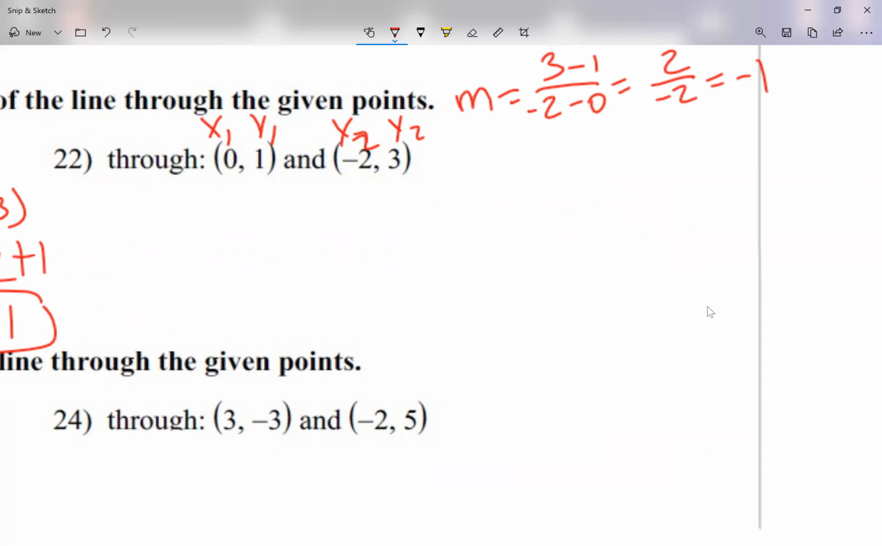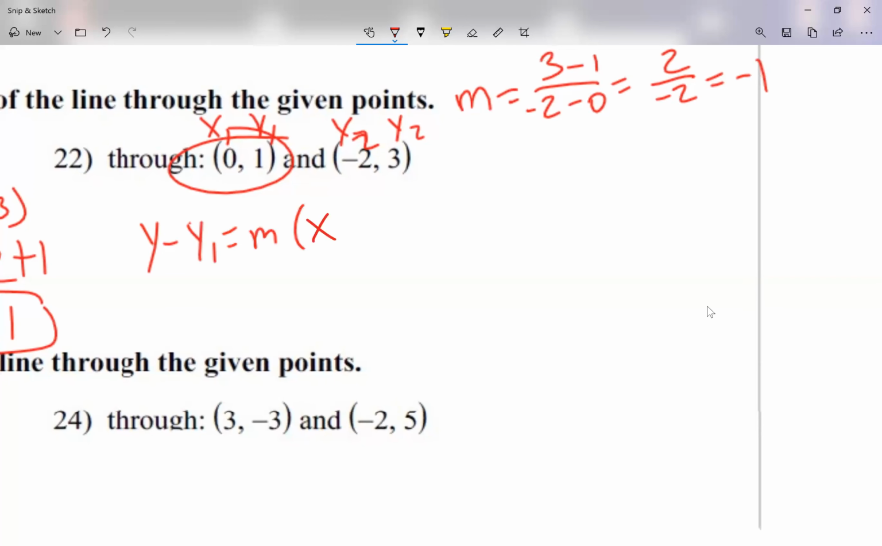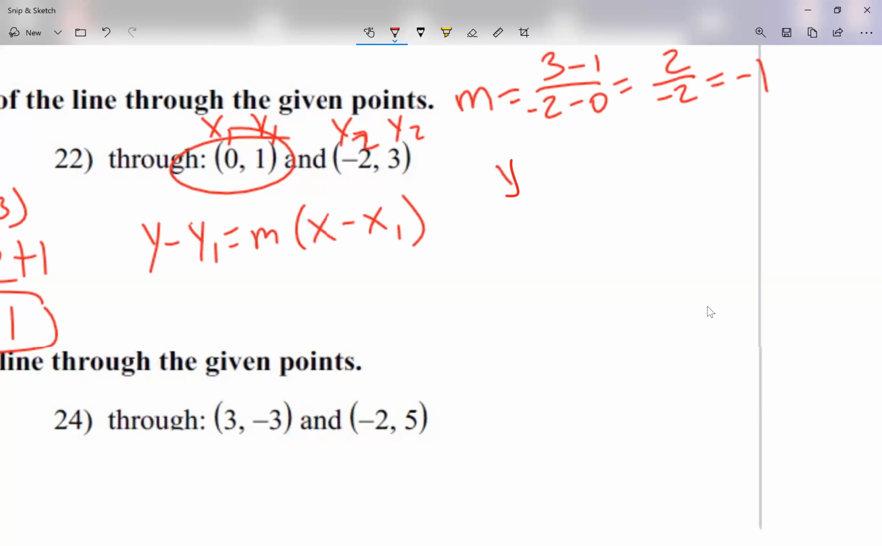I'm going to choose a point. It doesn't matter which one. I'm going to choose this one. And I'm just going to go for my formula. Remember, y minus y1 equals m, and then inside parentheses, x minus x1. So let me write this as y minus 1 equals -1. Inside parentheses, I have x minus 0. So that gives me y minus 1.